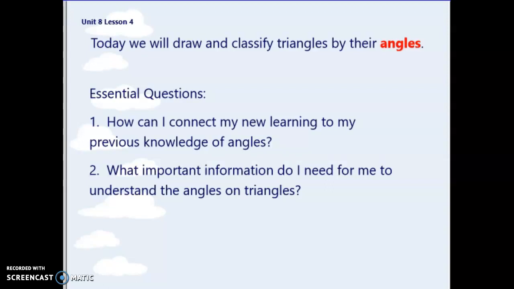Hi, Room 41. It's time for another math lesson. Our lesson for today is we will draw and classify triangles by their angles. So we will be looking at the angles within triangles.